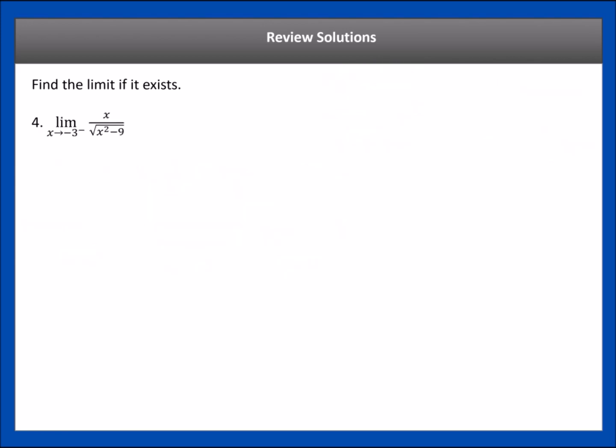All right, so find the limit here. This is from the left side, as x approaches negative 3 from the left. So remember, when you do one-sided limits, you could do a direct substitution. So we're going to try plugging it in directly first and see if that works. If I do a direct substitution, I get negative 3 over the square root of negative 3 squared minus 9. So I get negative 3 over the square root of 9 minus 9, which is negative 3 over 0.